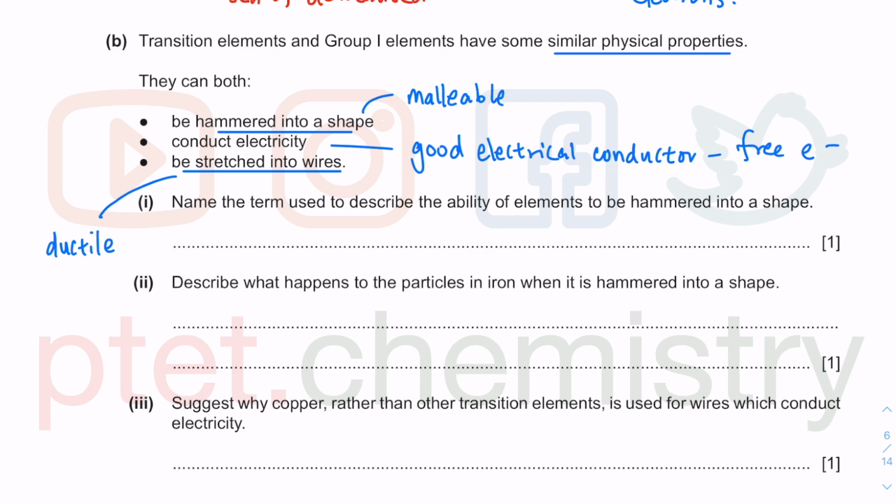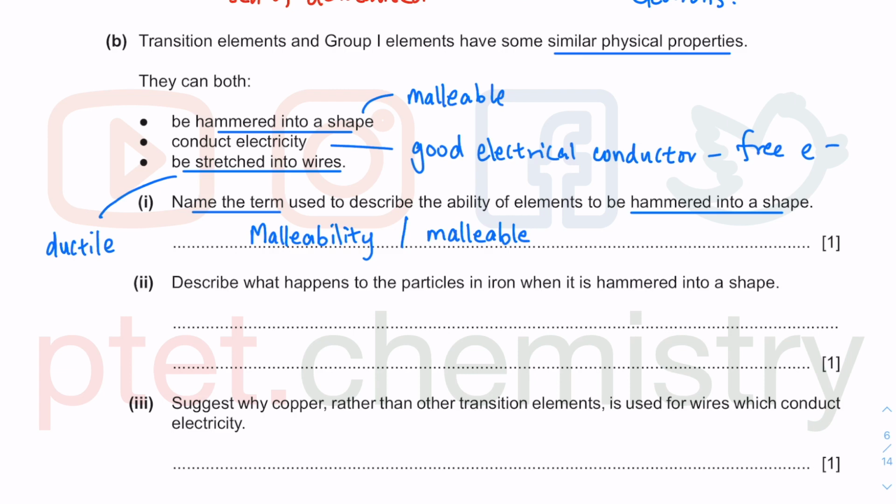Now name the term. The ability of elements to be hammered into thin shape, into any shape. That is basically malleable or malleability. If you want the noun, it's actually malleability. Malleable is the property, is the adjective there.